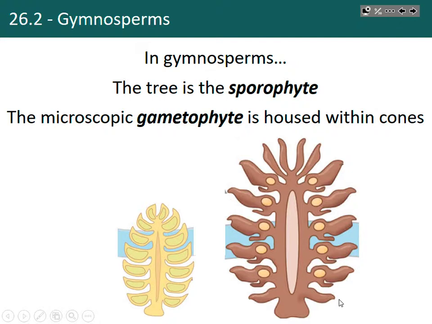And so the gametophyte is housed in these little circle areas where the seed is going to ultimately develop, and over here in these patches where the pollen is developing. Okay, so it's within the cone where the gametophyte structure happens.